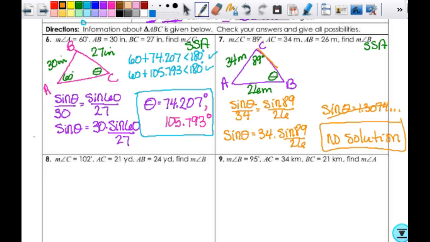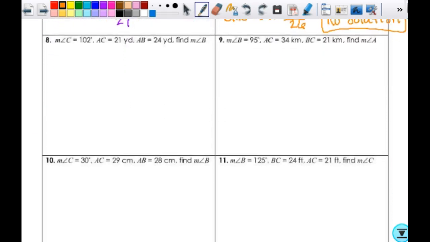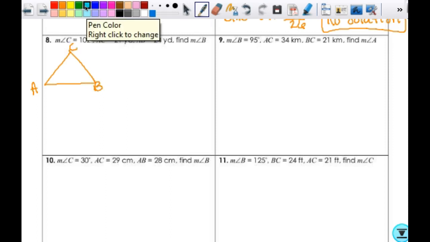All right, so let's look at number 8. I'm going to start the same way. I'm going to draw and label a triangle. Draw and label. So this is A, B, and C. Then it says that angle C is 102 degrees. All right, well, guess what? That doesn't look like an obtuse 102 degree angle, but it doesn't matter. I'm not going to redraw it. Totally doesn't matter. So the length of AC is 21 yards. The length of AB is 24 yards, and I want to find the measure of angle B. And so that's my theta.